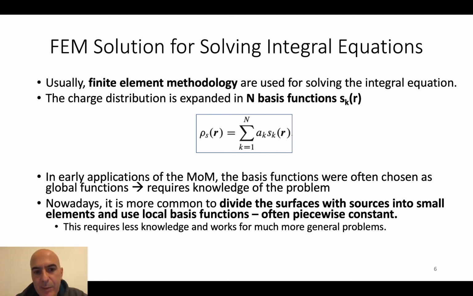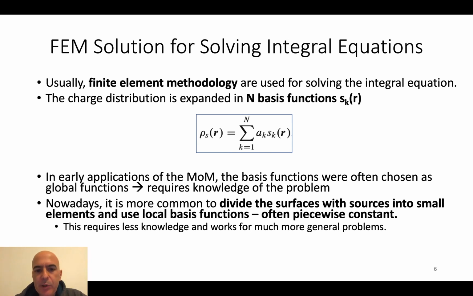So in the early application of the method of moments, the basis functions were often chosen as global functions. Think about sine and cosine, Fourier basis functions. However, this requires knowledge of the problem, right? So some global function might be very good. For instance, in some cases, if you know that the solution of the problem can be represented as a series of sine and cosine, Fourier basis is very good. However, it's not always the case.